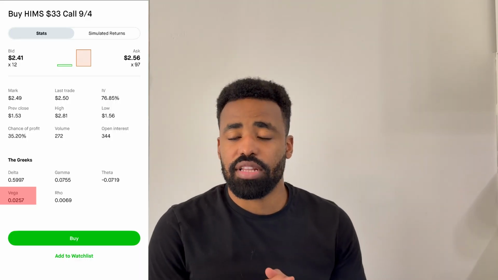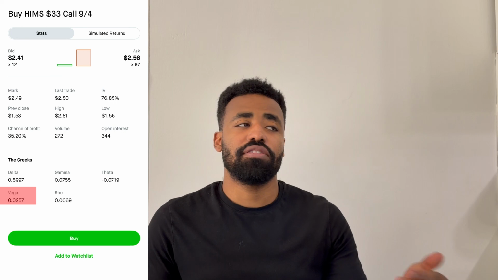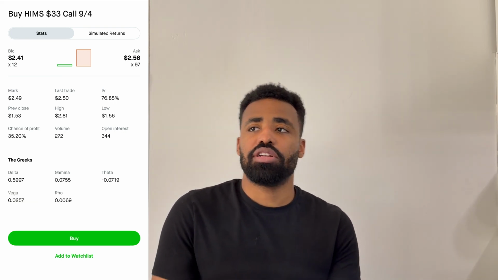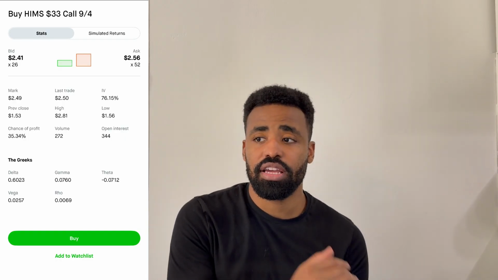Which leads to vega. Let's just say you have an option with relatively high vega, implied volatility increases, and your option may gain value from that volatility, assuming the other inputs stay the same, but then the implied volatility falls. So your option may lose value from that change.